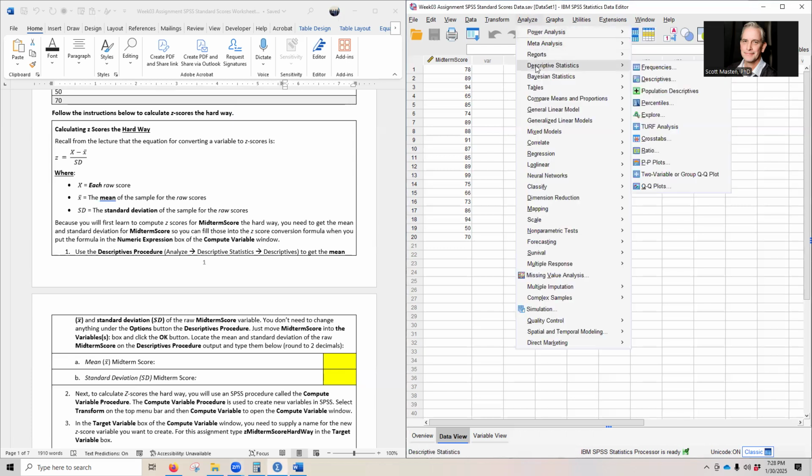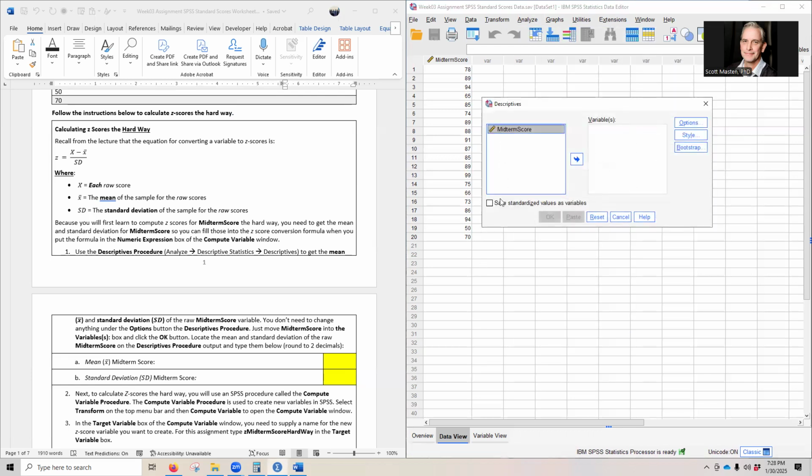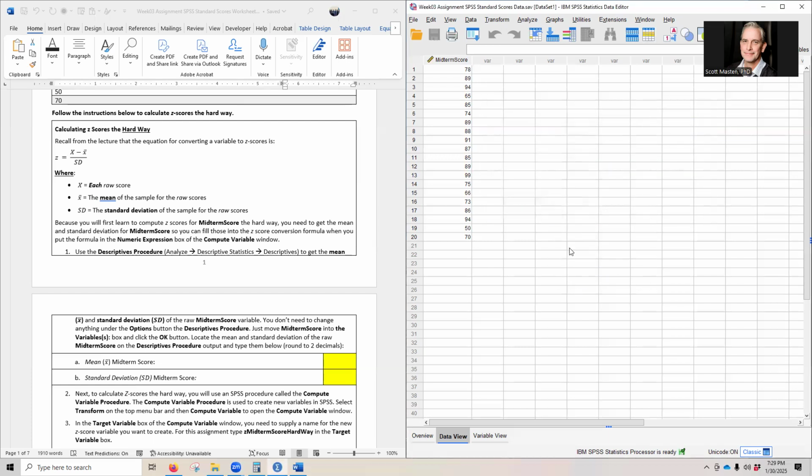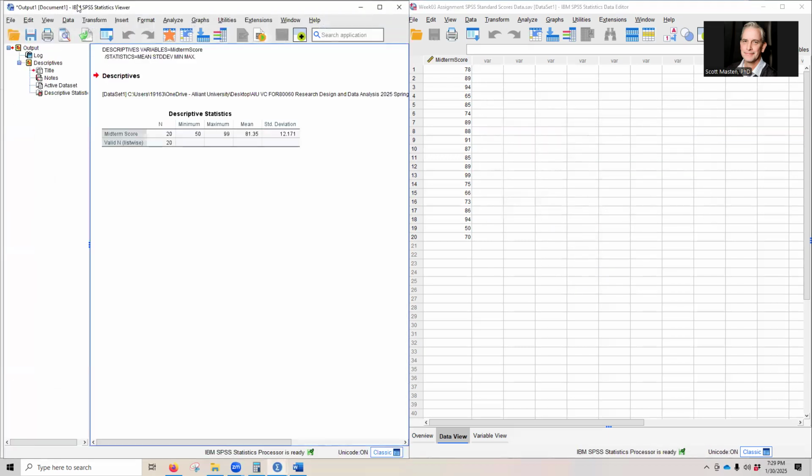So I go to Analyze, Descriptives, Descriptives, and Descriptives. Put midterm score over there. Under Options, make sure I got the mean and make sure I got the standard deviation. They're both sort of pre-checked. So that's kind of it. Continue and OK. Output window comes up.